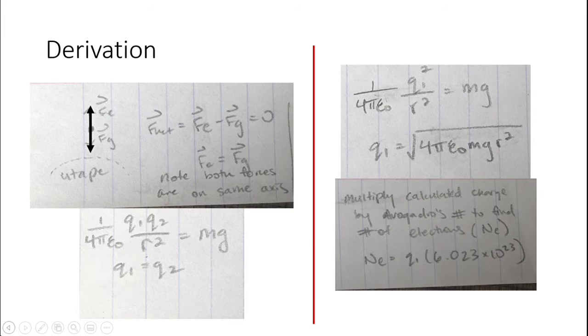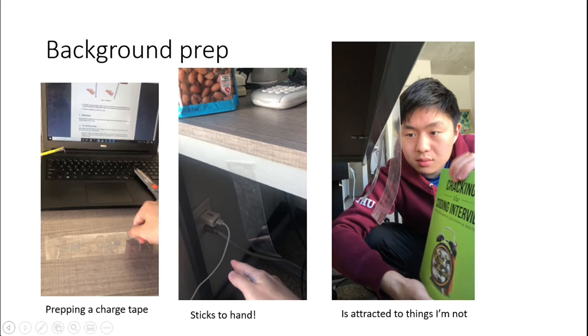Putting all this together, this is the derivation that allows us to find our charge. When the bottom tape just begins to make the top tape move, the top tape reaches a state of static equilibrium where the net force is zero, meaning that the magnitude of the electric and the gravitational force on the top tape are equal. After applying that both tape charges are equal, we derive the equation on the top right for the charge of our tape. We can then multiply our calculated charges to find the number of electrons absent in our tape.